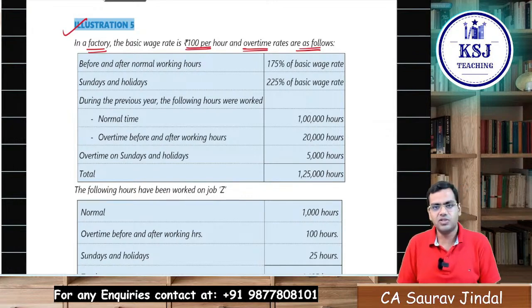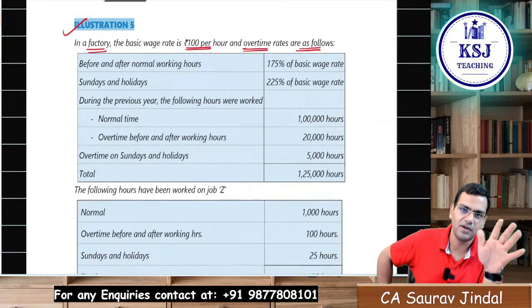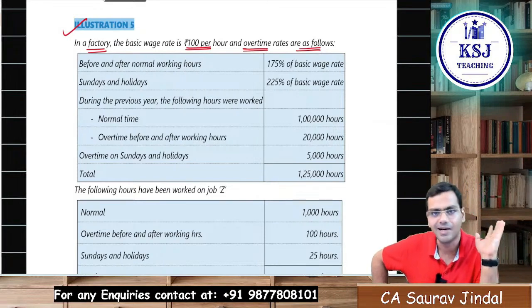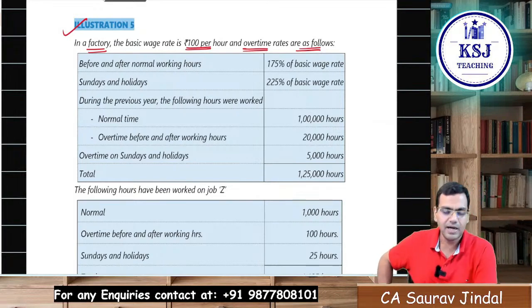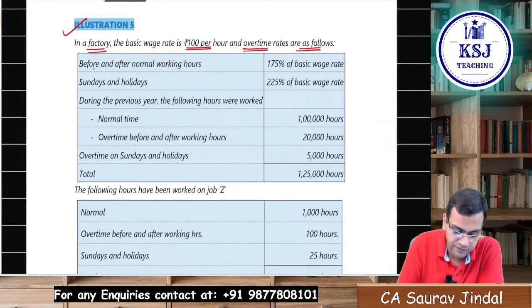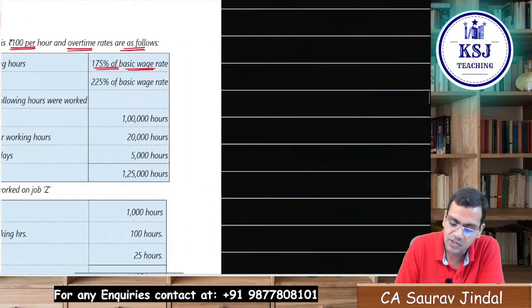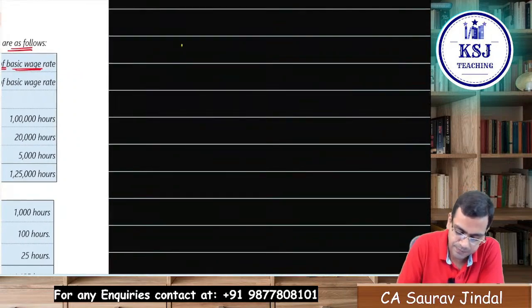The basic wage rate, if the worker is working under the normal circumstances, if the factory normal time is 8 hours, if he is working for 8 hours, he will get 100 rupees in the pocket and that's it. And if he is doing overtime, then how is he being paid? Before and after the normal working hours, he is being paid at 175% of the basic wage rate. So let's say there is a worker A. Normal working hours. What are the normal working hours?